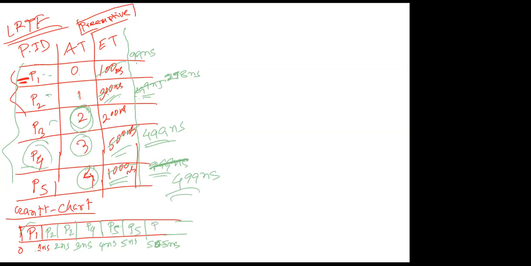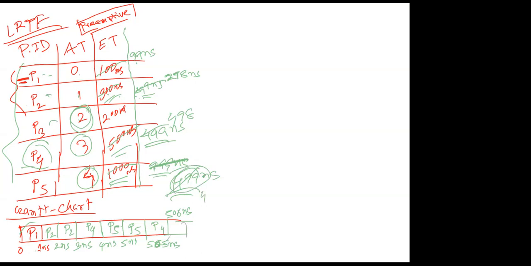P4 will be given the priority, and P4 will execute for 1 nanosecond, and then it will be 498. Okay, 498. So it is 506 nanosecond. Now it is 498. Then again it will check. Then this process is a higher priority. Now this process will be scheduled by your operating system because it now needs a long burst time. So it will execute for 1 nanosecond.